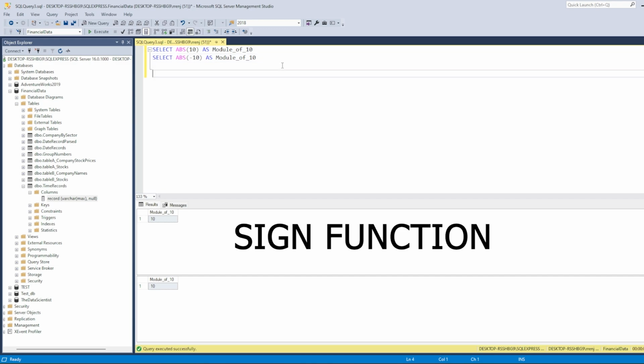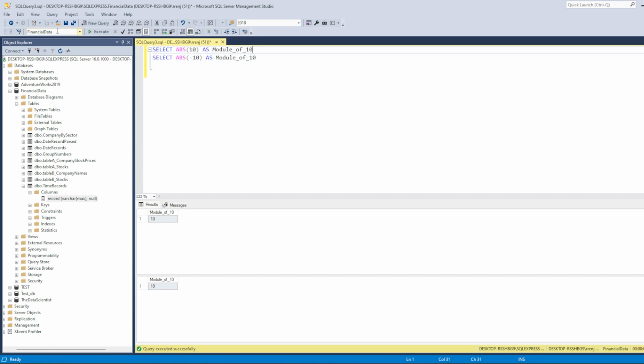So let me comment this out. Instead of abs, I would say sign. Let me capitalize this, sign, and change this one as well. So let's try to run this one and see. Basically, if the number is positive, then the sign function will return 1, and if it is negative, then it will return -1, right?